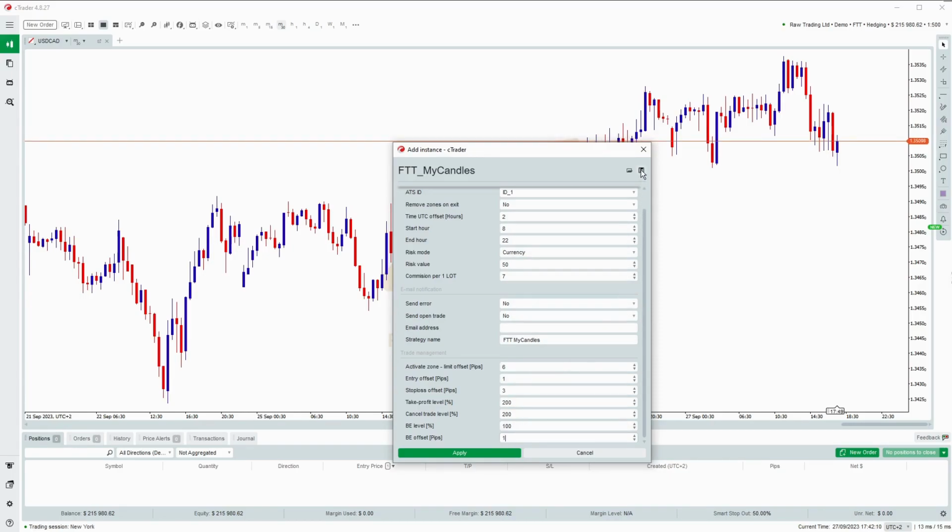Here you can save your settings for future use. That's all from the setup settings. Now let me show you how to use the strategy.